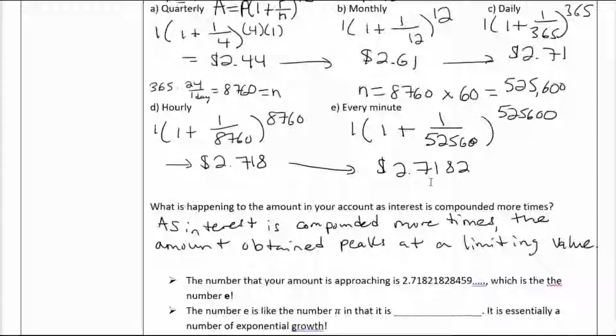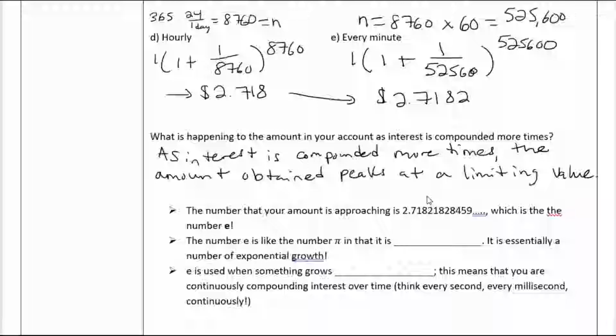So this number, as we said, is what you get if you keep doing this: 2.71828..., and it keeps going on forever, kind of like the number pi. And this is what we call the number E.